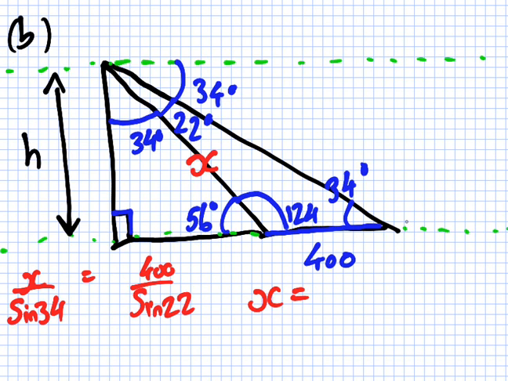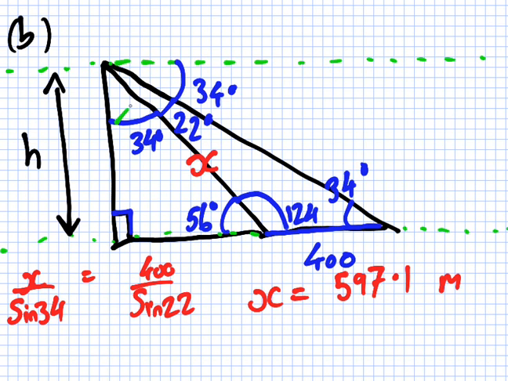So I have 400 sine 34 all over sine 22. I get, just double check that, yeah, 597.1 meters.